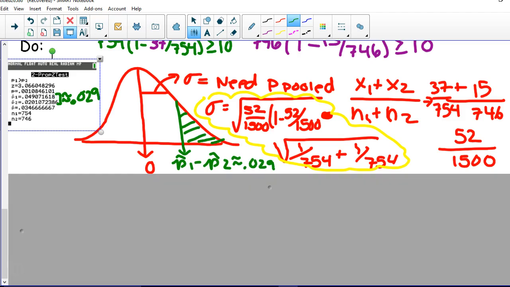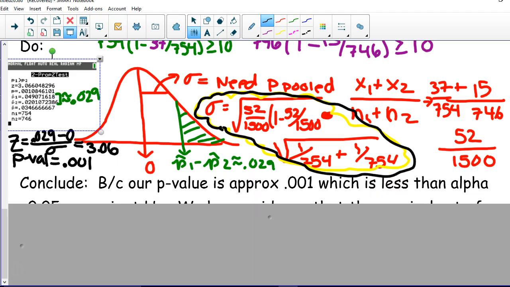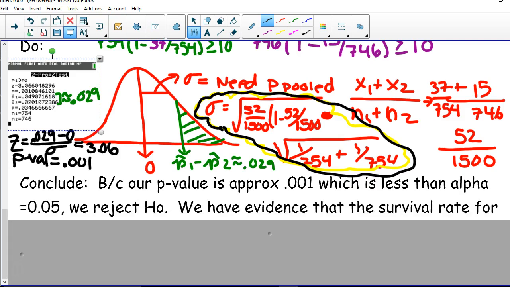And now I need to find my z-score. Well, they give us a z-score, which is nice. But I need to actually show my observation, which is 0.029, minus my mean, which is 0, divided by my standard deviation. Don't go and rewrite this all down. Just put sigma. Okay, you already have it filled out. And my calculator gives it to us at 3.06 with a p-value equal to 0.001. And now I'm ready to conclude. Because our p-value is approximately 0.001, which is less than alpha of 0.05, we reject the null hypothesis.